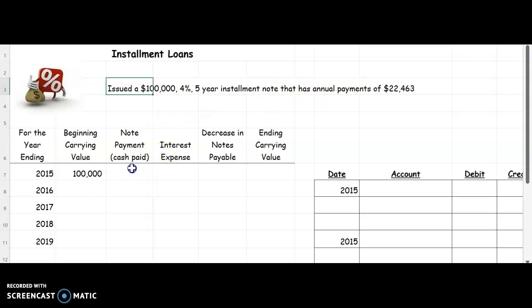Okay, so for my payment, the amount of cash I'm going to pay is going to be the $22,463, and that's going to be the same every year. I'm always going to make the same cash payment. And I'm actually going to put $22,462.71, so it will go down to 0 at the end. That's the exact amount. This was the rounded amount. And then it will be the same every year.